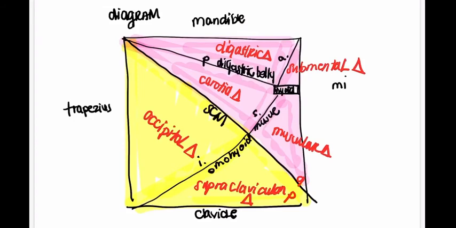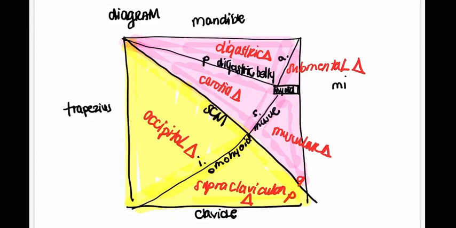Now, if you memorize this diagram, you don't need to really memorize the borders because it's included in the picture already. For example, the digastric triangle. The borders are the mandible and the digastric bellies. For the submental triangle, the borders are the sides, which are the anterior bellies and the hyoid bone.